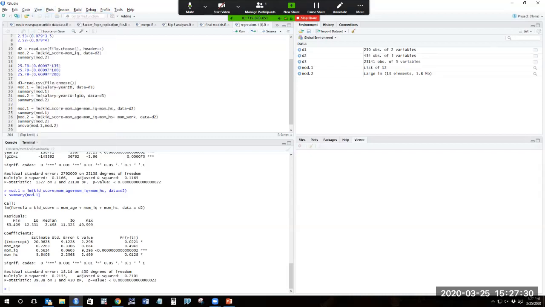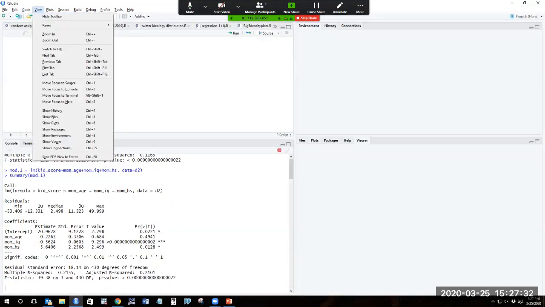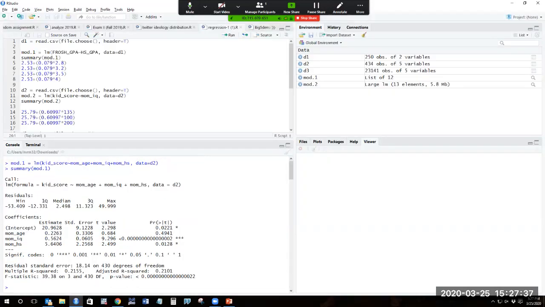I'm going to zoom in on this just to make it a little bit easier, because sometimes on the video you can't see this stuff as well as you might like. So here's the output. Here's the formula that you're supposed to use. Here's my estimate for each of these things. So which of these variables are significant? Here's a star, so mom high school, significant. Here's a star, so mom's IQ is significant. No star, mother's age then has no relationship with the kid's IQ score.